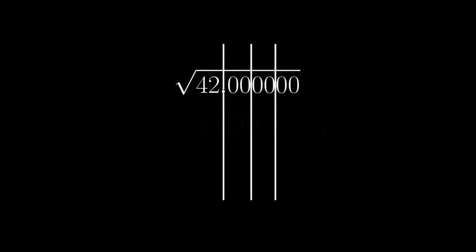In the last video, we saw 3 interesting methods to calculate square roots. We are going to explain why these methods work. Firstly, we have long division. We use square root of 42 as an example.